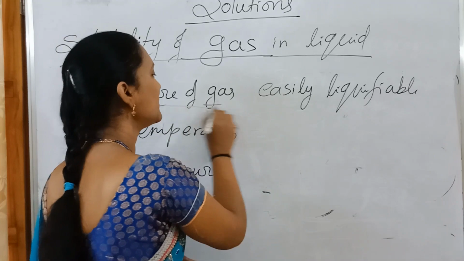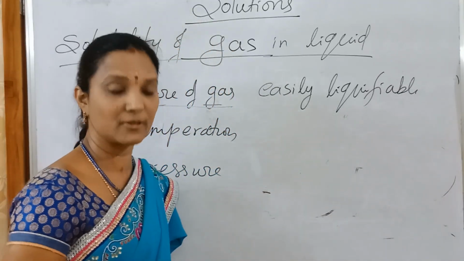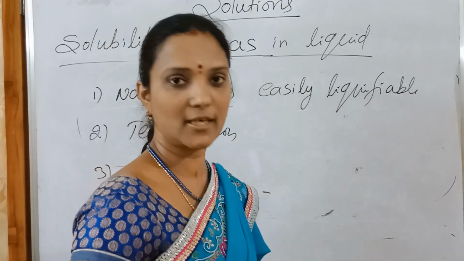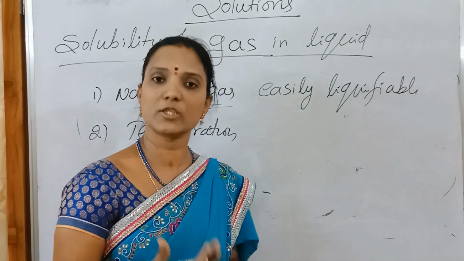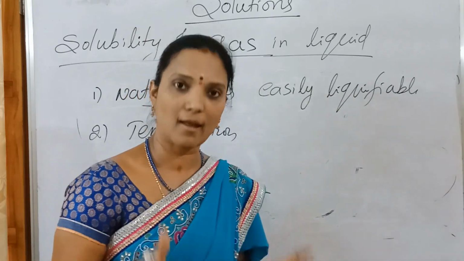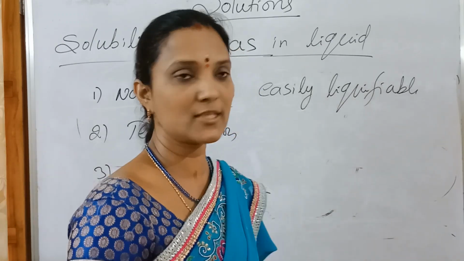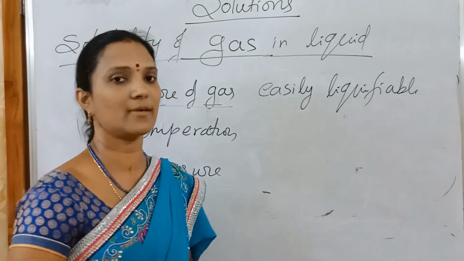This is the nature of the gas. Which type of gas is more soluble given? Easily liquefiable. How to identify? High critical temperature. Not mentioned, which can form hydrogen bond. Not identified, which one has a large size, that has more van der Waals attractive forces. That is easily soluble. From these three tricks, anyone we can apply.